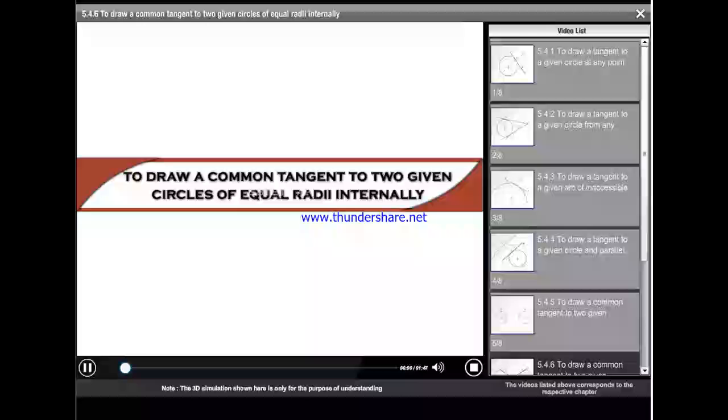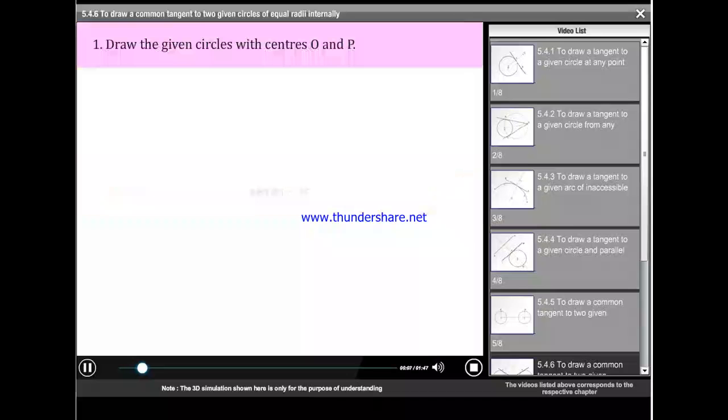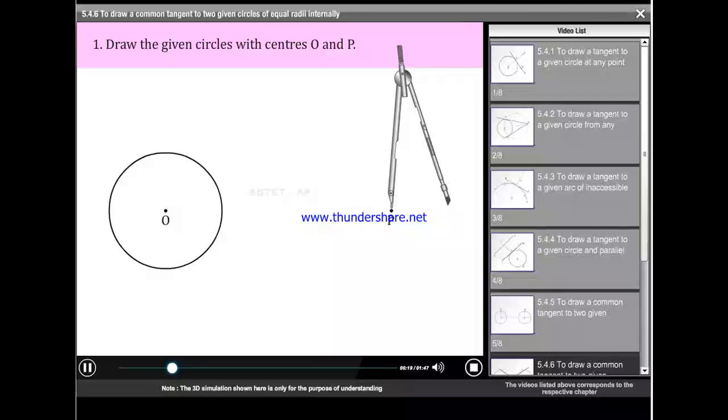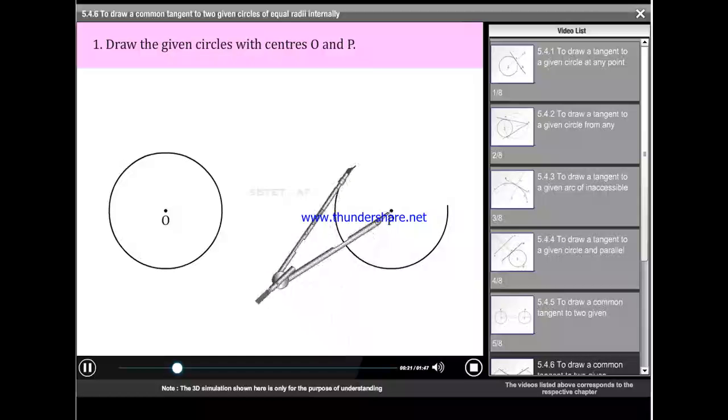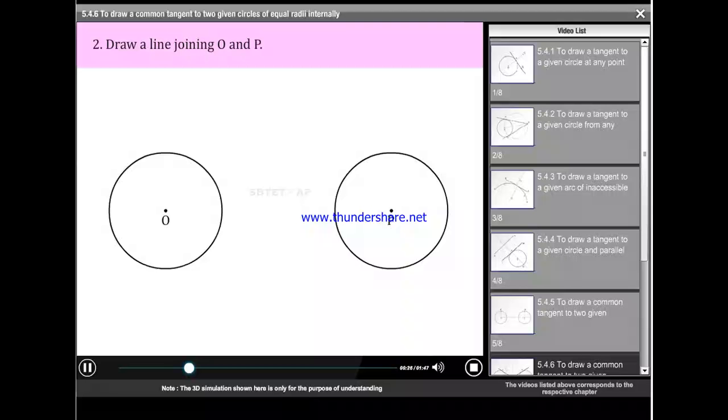To draw a common tangent to two given circles of equal radii internally, draw the given circles with centers O and P. Draw a line joining O and P. Bisect OP at R.